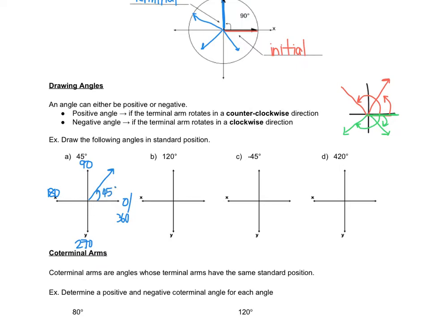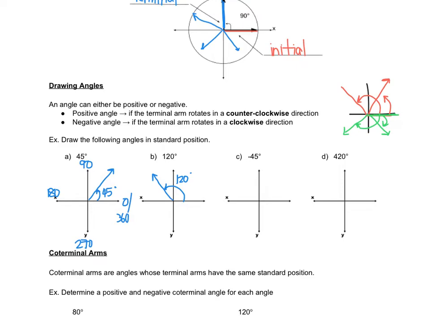If I want to do 120 degrees, I have to be between 90 and 180, but a bit closer to 90. So maybe something like this. And that will be 120 degrees. Now let's try some negative angles. We have negative 45 degrees.